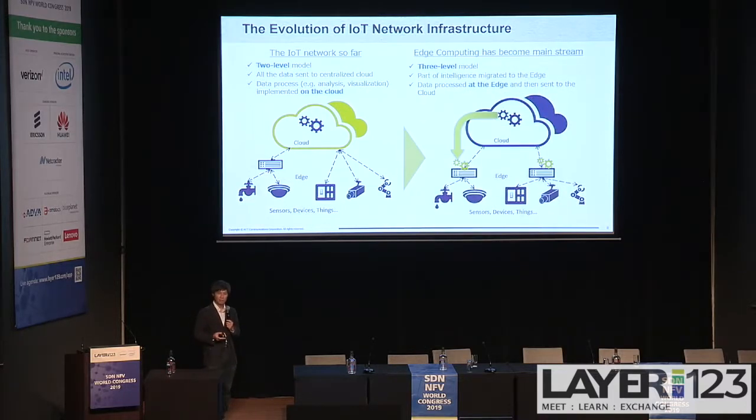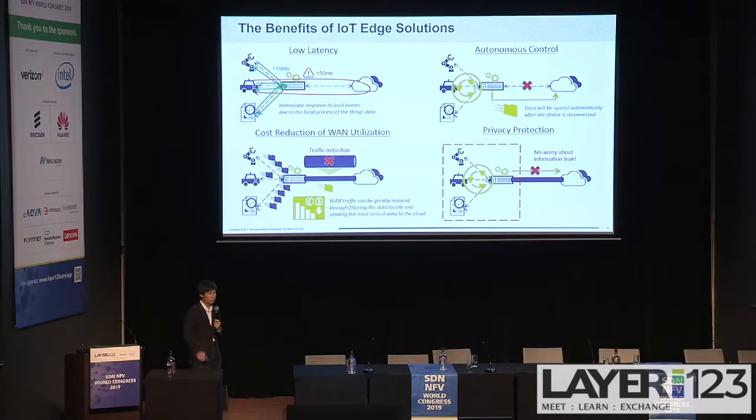But we see a clear trend that the IoT infrastructure has already become a three-level model, which means that part of the intelligence on the cloud has already migrated to the edge. The data processing will be done at the edge for some purposes, then the data will be sent to the cloud after the processing. So this is a very interesting migration that actually happened in the IoT domain. The benefits of such an IoT edge solution are very obvious, as shown here.